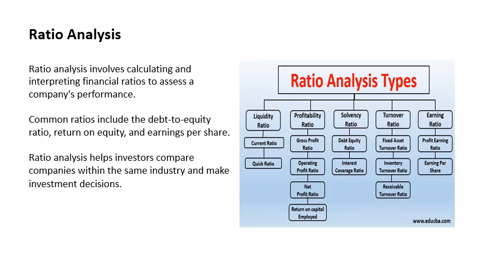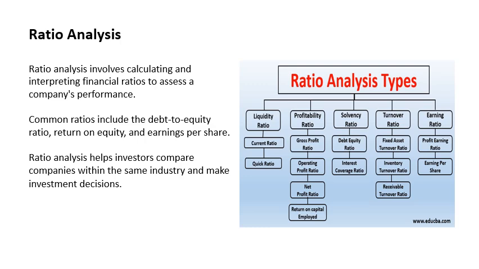And there are some ratio analysis types. First, let's understand that ratio analysis involves calculating and interpreting financial ratios to assess a company's performance. There are five types of ratio analysis: liquidity ratio, profitability ratio, solvency ratio, turnover ratio, and earning ratio.